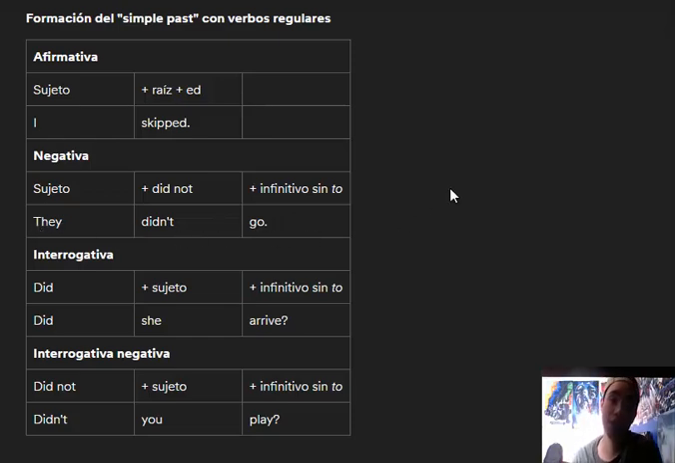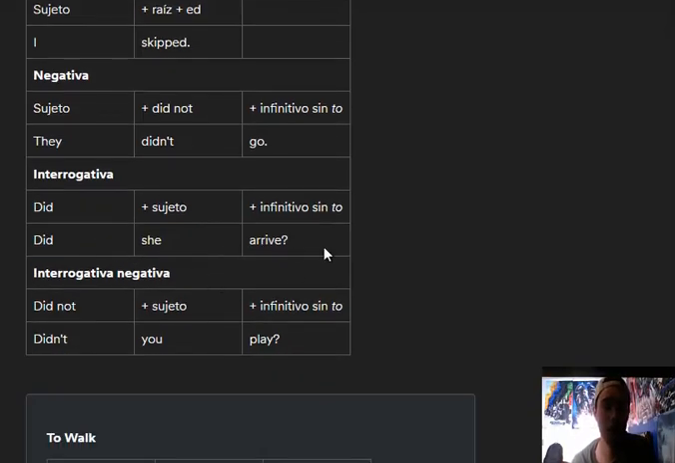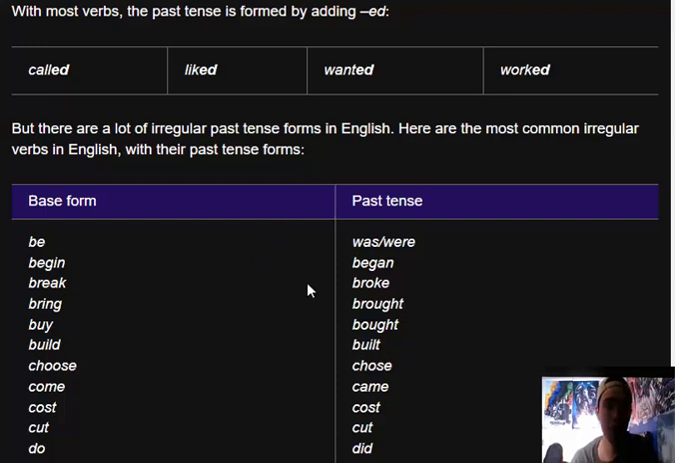And when we use the interrogative form, we first put the verb do in its past. So we have did, then the subject, and then the verb. So we have did she arrive? And when we use the interrogative negative form, we have didn't, like a contraction, then the subject, and then play. But if we use irregular verbs, we use the past tense of the irregular verb. So we have, instead of begin, we use began.